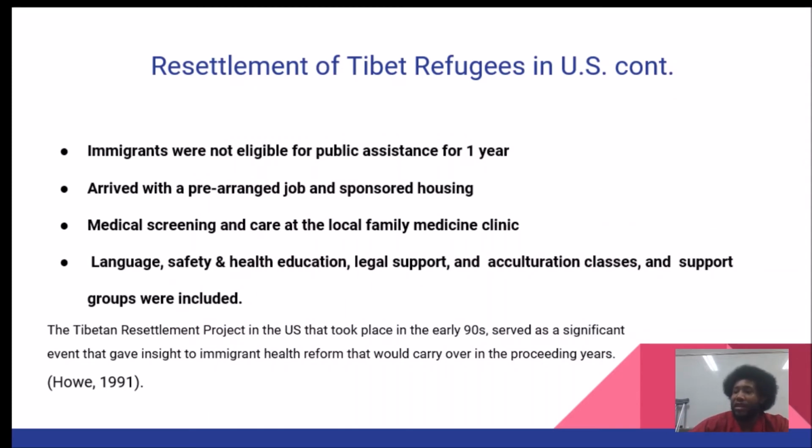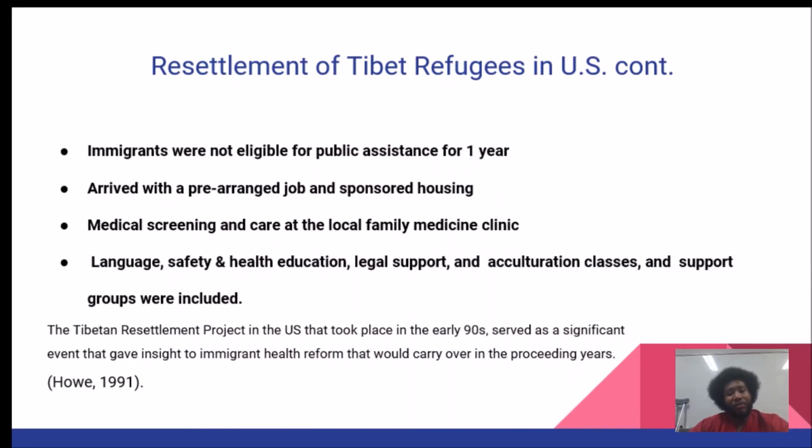Due to the stipulations, the immigrants were not eligible for public assistance for 1 year. The nationwide volunteer effort arrived and helped arrange for the Tibetans a prearranged job and sponsored housing. It also gave them a medical screening and care at a local family health clinic, and came equipped with language and safety health education, legal support, and acculturation classes, and also provided support groups.